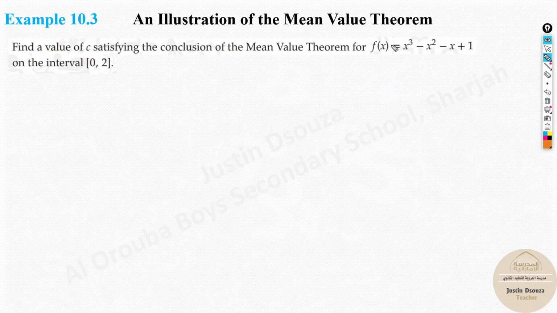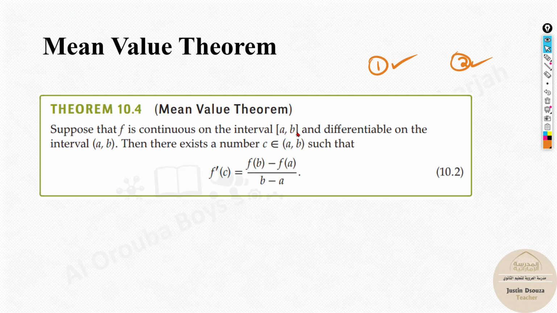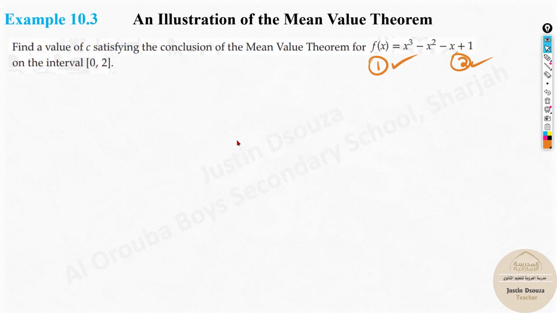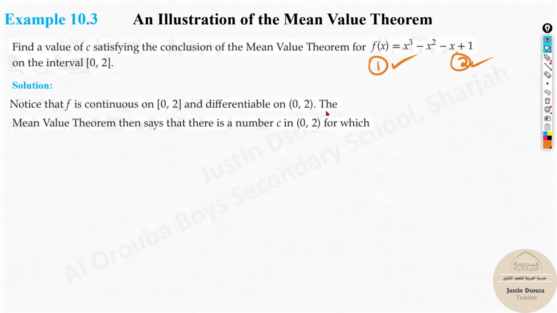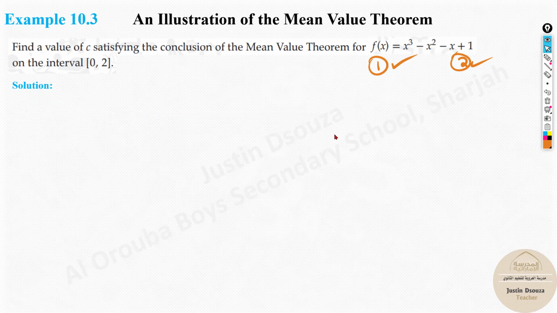Now here, since it is a polynomial function, we know it is continuous everywhere and differentiable everywhere. So no problem at all over here. For the mean value theorem, it's just the two conditions. Let me quickly go back and check. Yes, see, only the two conditions need to be met. And now we just use the formula of the mean value theorem. Let me write it out over here.